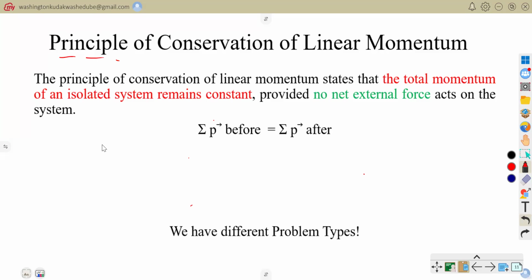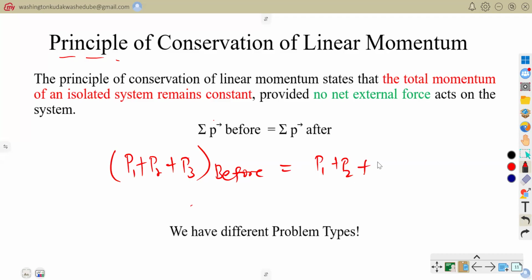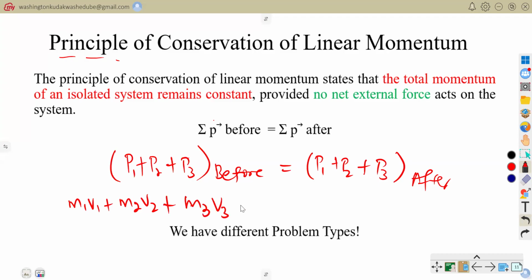occurred. So let's say I have got object 1, object 2, object 3. I would say momentum of object 1 plus momentum of object 2 plus momentum of object 3 before collision should be equal to what? Momentum of object 1 plus momentum of object 2 plus momentum of object 3 after collision. That is to say, the mass of object 1 and velocity of object 1, plus mass of object 2, velocity of object 2, plus mass of object 3, velocity of object 3.